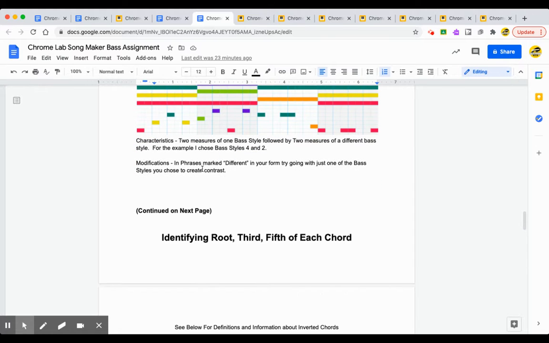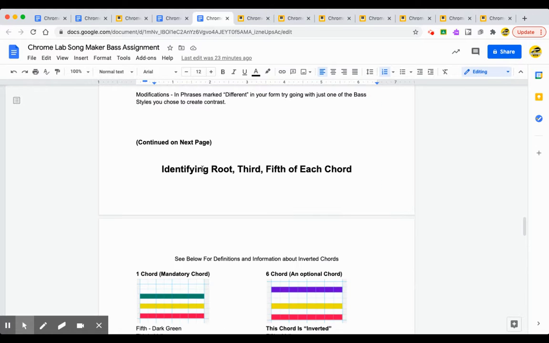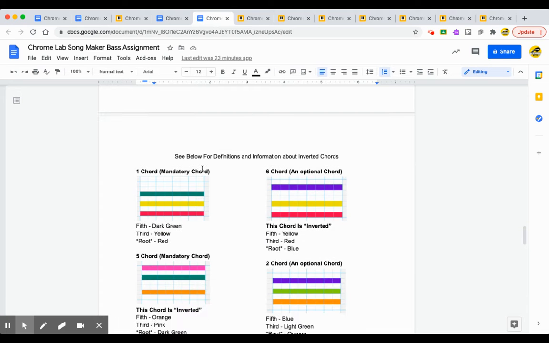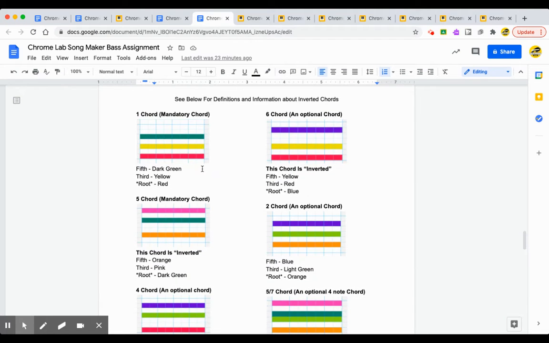Now let's talk about identifying the root, third, and fifth of each chord, because that's going to play an important role in the bass lines, is being able to find each of these notes. So in a chord, the lowest note of the chord, or the foundation of the chord, is called the root. The third is going to be the middle note of the chord. The fifth is going to be the highest note of the chord. Unless the chord has 4 notes, then that would be the seventh. That's going to be in our 5/7 chord.